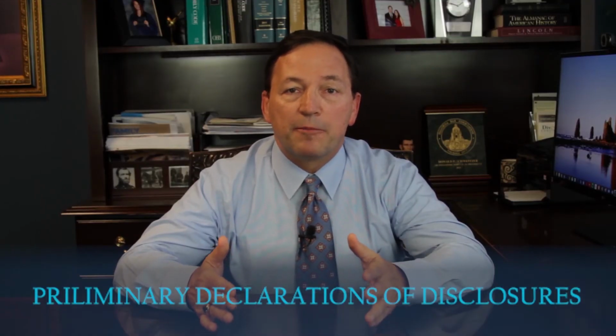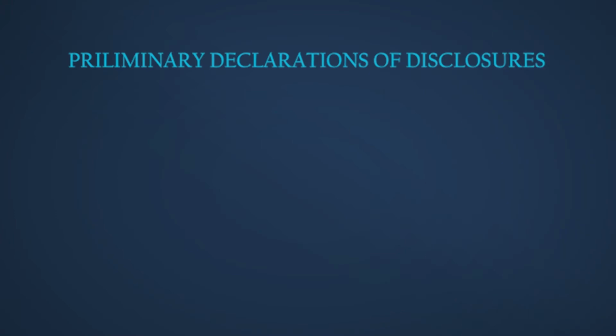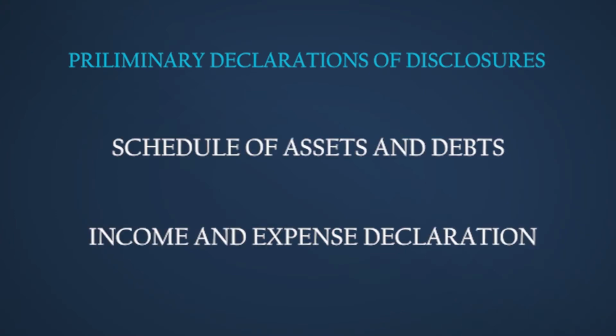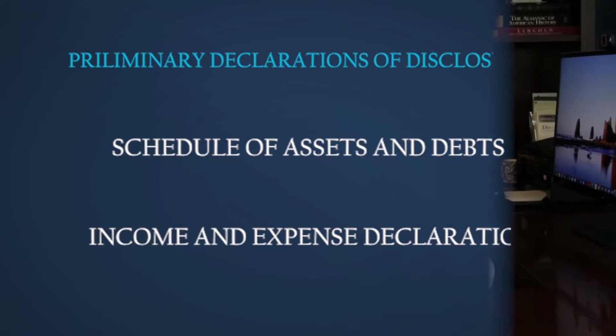Now, within that very beginning of the case, which I call the information stage, there's also a requirement that both sides prepare preliminary declarations of disclosures. A preliminary declaration of disclosure is a schedule of assets and debts and an income and expense declaration that lays out all of your assets and debts, whether you think they're your separate property or your community property. The reason for this is that both parties have fiduciary duties toward each other, and it's important that we know what we're going to be talking about later on, either at a settlement conference or at trial.